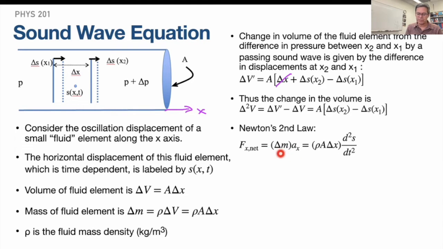Now what was the mass of the fluid element, delta m? That was rho, the mass density, times A times delta x. So that goes there. What is acceleration? Well, that's the second derivative of the position. So it's the change of the change of the position, d squared s dt squared. All right, so that's the ma part of Newton's second law. What about the forces acting on it? Well, that would be the force at x1 and the force at x2 that come into play.